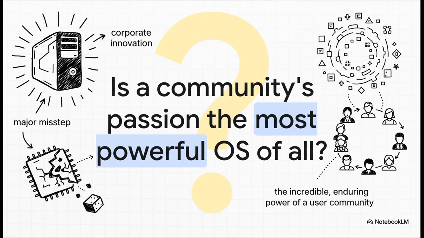So in the end, this whole story is about way more than just software, isn't it? It's about a company taking big swings, making a huge mistake, sparking a graphical revolution, but most of all, it's about the incredible, unstoppable power of a user community, which kind of leaves you with one last question to think about. When a company drops the ball, is it really the passion of its users that becomes the most powerful operating system of all?